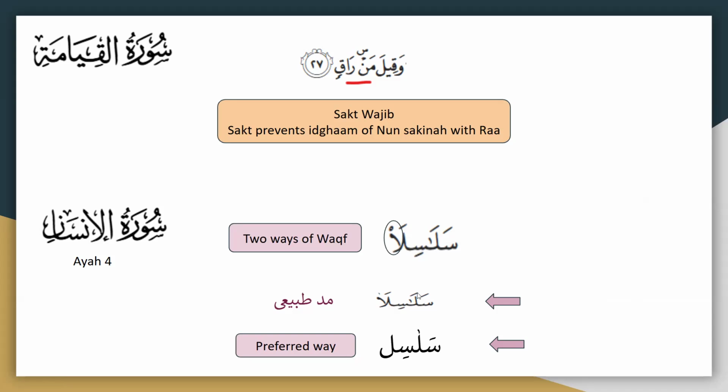So when we say salasila with the alif after it, it becomes mad tabi'i, 2 harakat long. Or the other one is delete the alif altogether. Salasil, make the lam sakin. Salasil. And this is the preferred way of reading it.